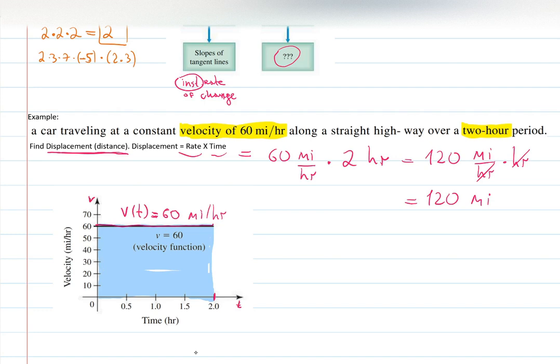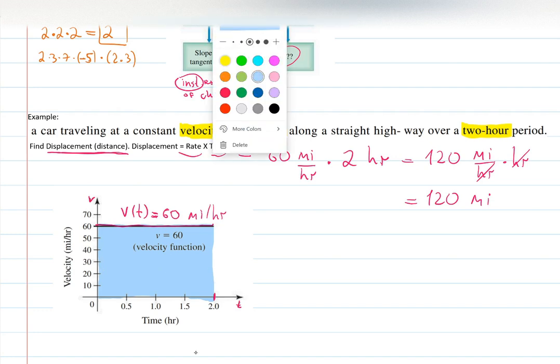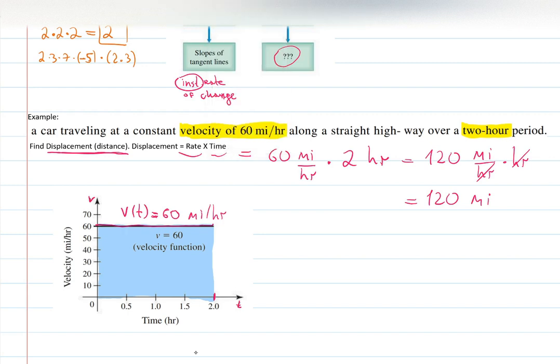Geometrically, what do you see here? What am I making with this blue color? Indeed, I'm making a rectangle. Why? Because the height was 60 and the length was 2. 2 times 60 gave me area. What kind of area? Area below the graph of the velocity function. And that's one of the explanations of what integration is.